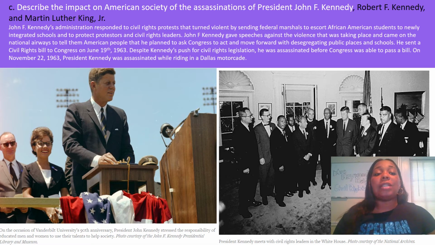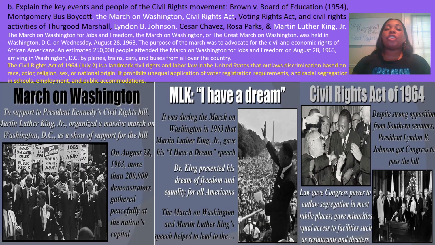On November 22, 1963, President Kennedy was assassinated while riding in a Dallas motorcade. Before JFK's assassination, Martin Luther King Jr. and other civil rights leaders joined with him to organize the March on Washington. This march was to support President Kennedy's civil rights bill. The March on Washington was held in Washington, D.C. on Wednesday, August 28, 1963.